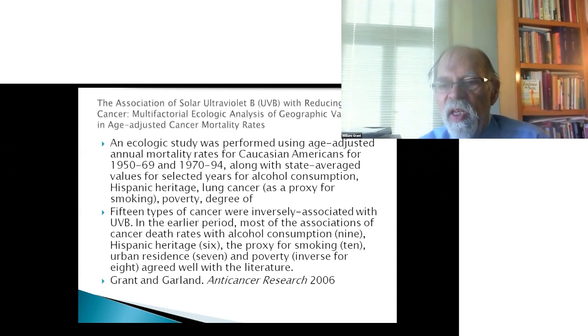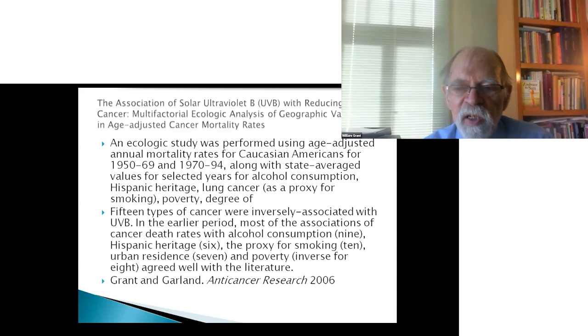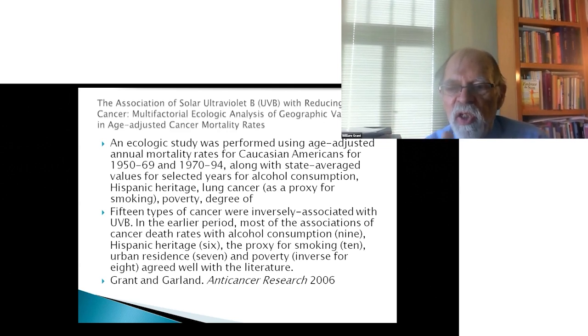The second one was state average in order to get the other confounding factors such as alcohol consumption, Hispanic heritage, lung cancer, poverty, and degree of urbanization. And it turns out that the effect of UVB was not changed by adding all these other factors. They were just sort of perturbations along the general finding from UVB.